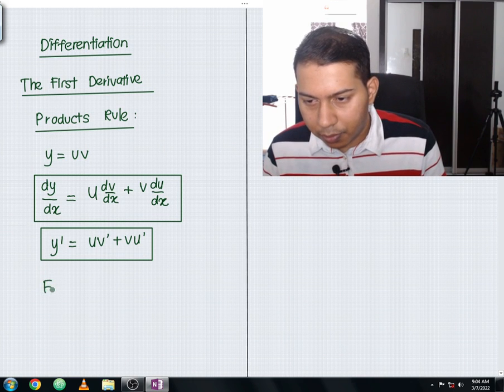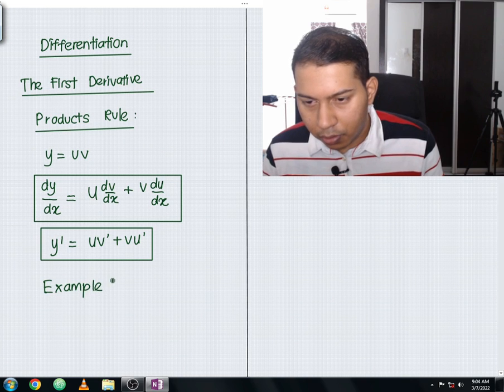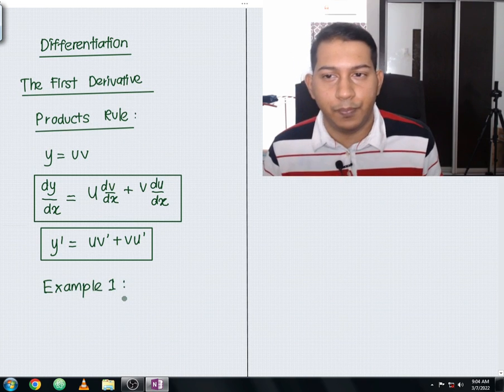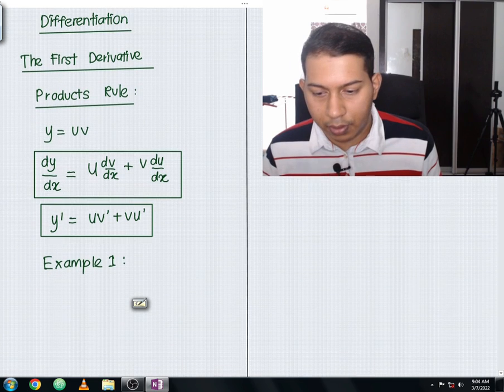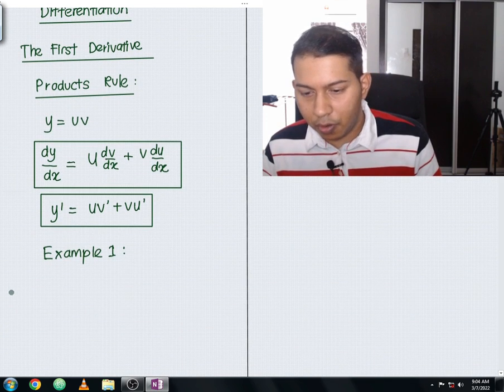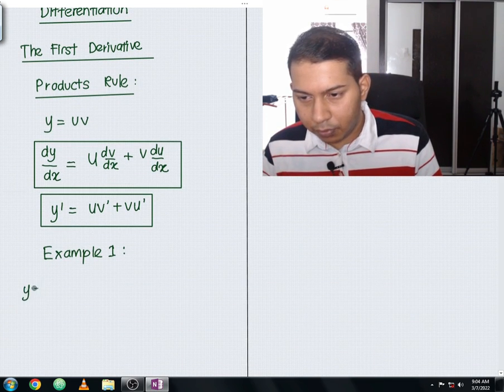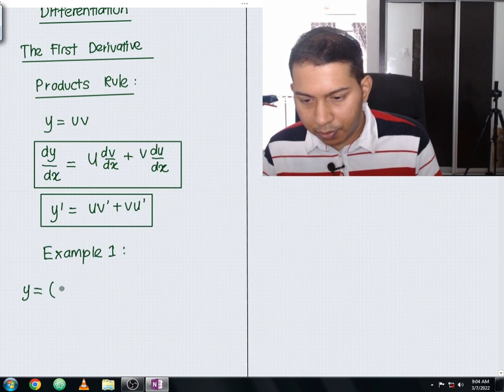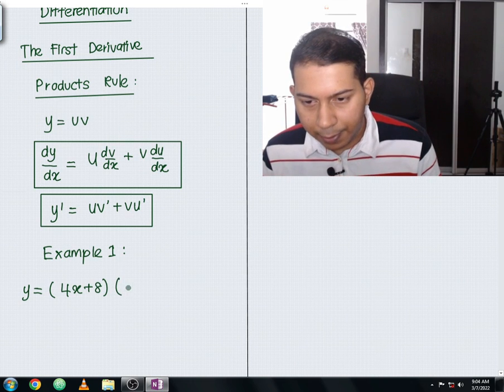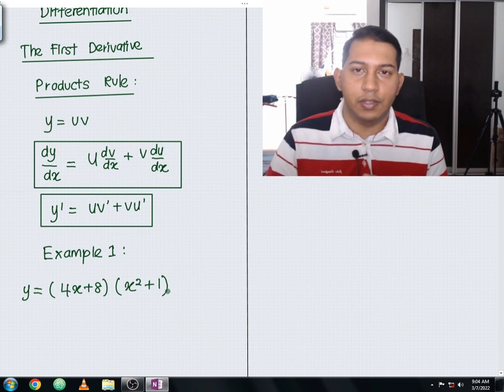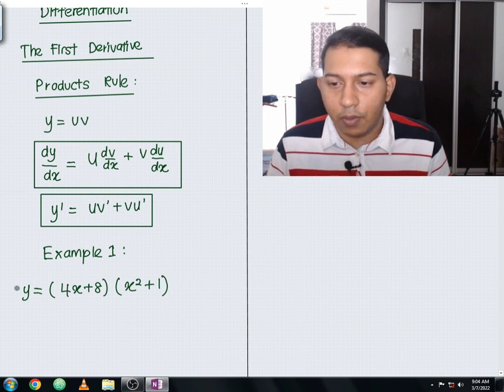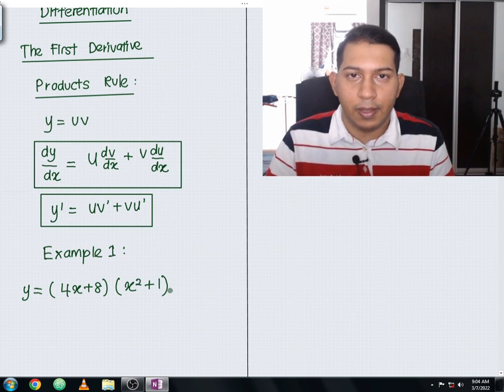Example 1. Given that y is equal to 4x plus 8, and then you times with x squared plus 1. This is one of the problems that requires us to use the product rule method.